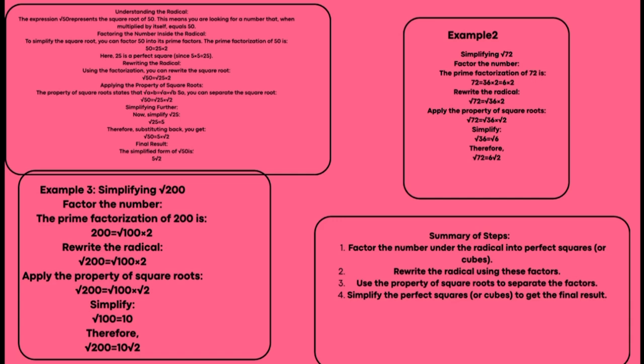So, the summary of steps. The first one is to factor the number under the radical into perfect squares or cubes. Second, rewrite the radical using these factors. Third, use the property of square roots to separate the factors. Fourth, simplify the perfect squares or cubes to get the final result.